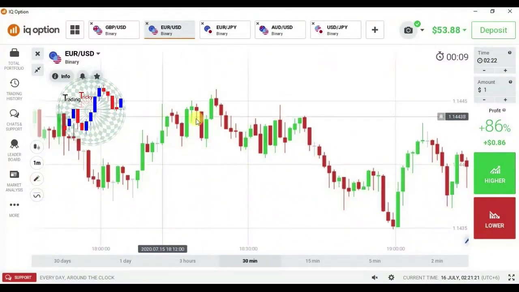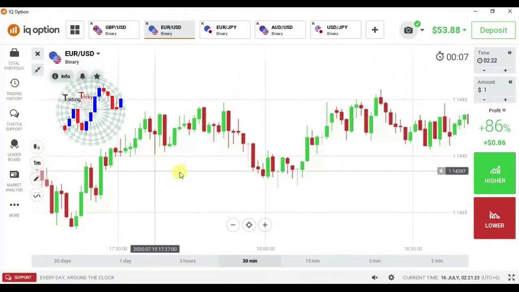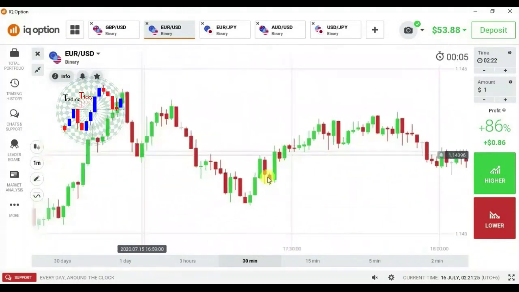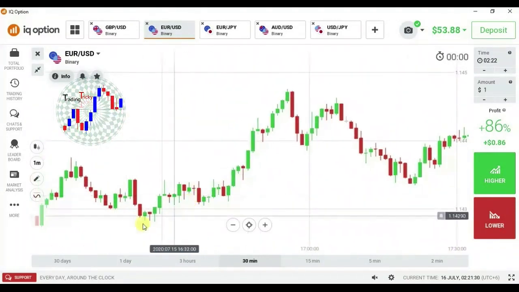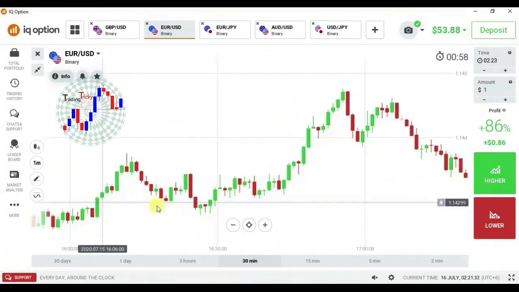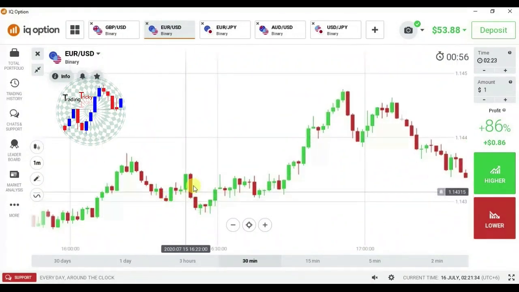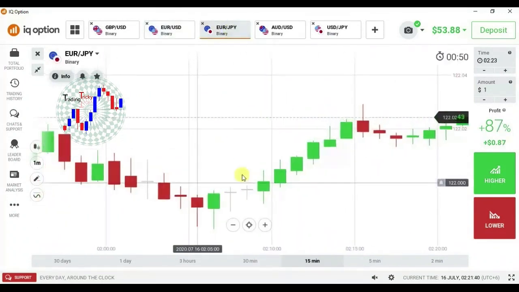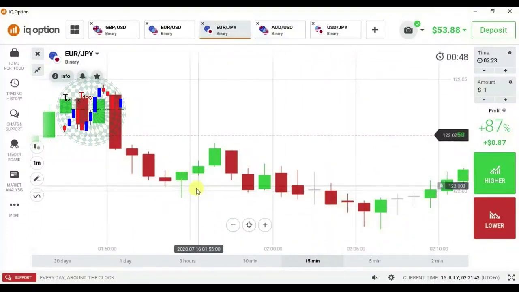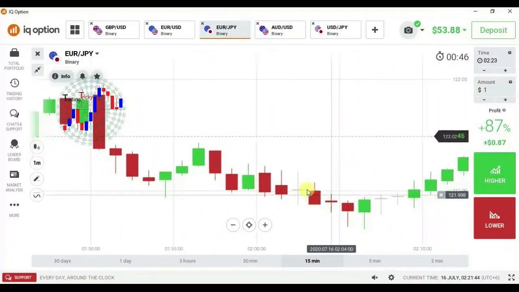See here also. Every time you will have a lot of examples that round numbers work very well. See, so you can believe in this round number. So let's check some other pairs too. See, this is a round number. It got support here.